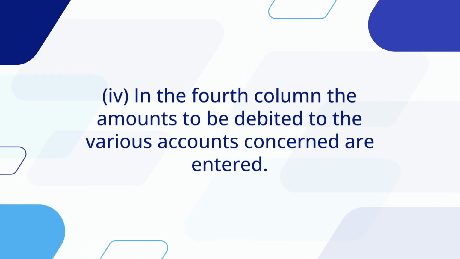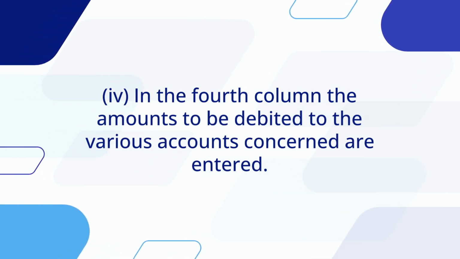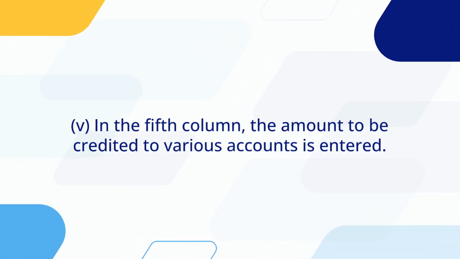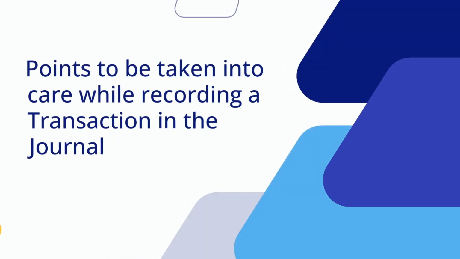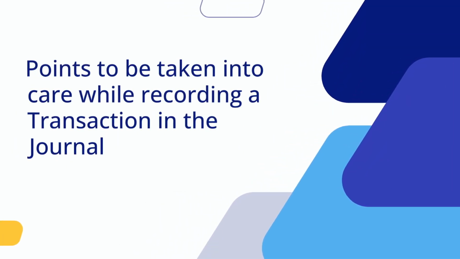In the fourth column, the amounts to be debited to the various accounts concerned are entered. In the fifth column, the amount to be credited to various accounts is entered. Now, let's have a look at points to be taken care while recording a transaction in journal.